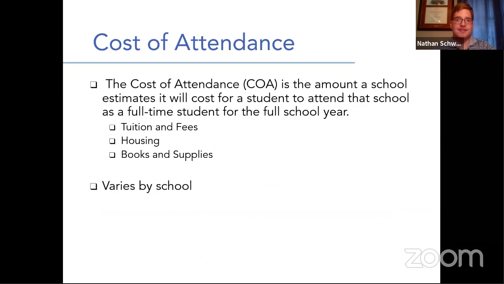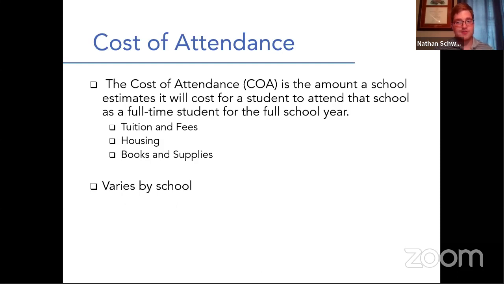So what exactly is included when we talk about cost of attendance? The cost of attendance is the amount that a school estimates it'll cost for a student to attend that school as a full-time student for the full school year. So typically, cost of attendance can include tuition and fees, housing, and books and supplies. Note that this cost of attendance is going to vary by school. What some schools consider in cost of attendance may vary, so you need to look at what is included in one school's cost of attendance, because that number could vary greatly because they include different amounts or different items in cost of attendance.